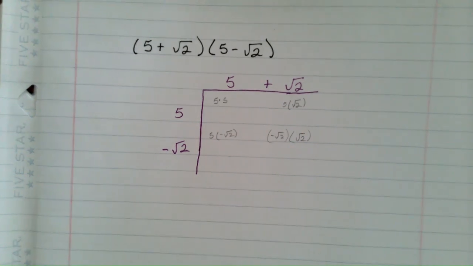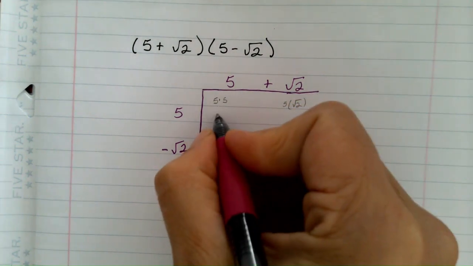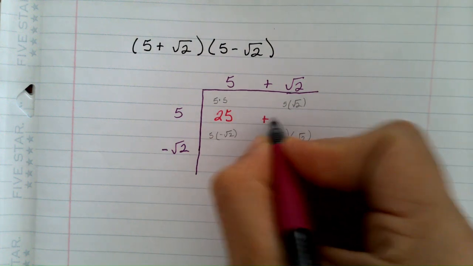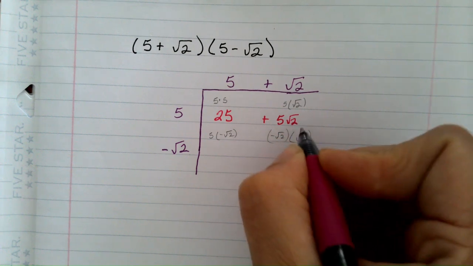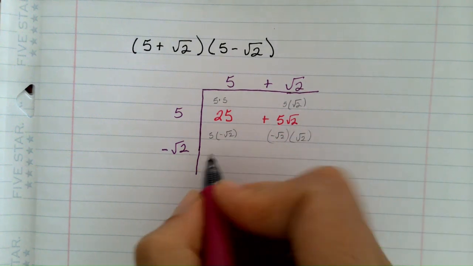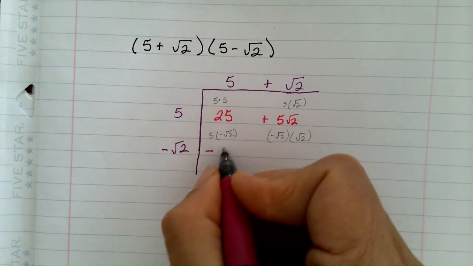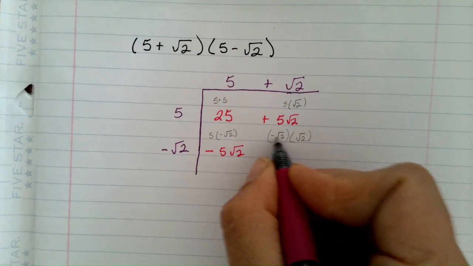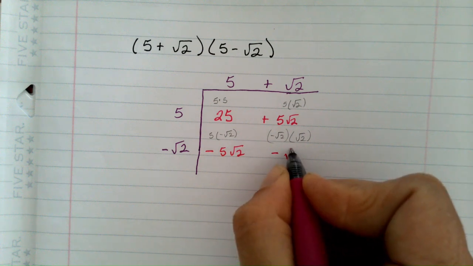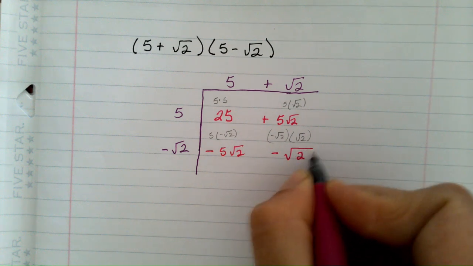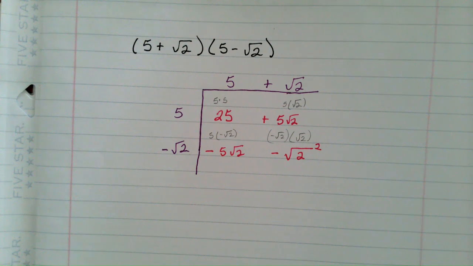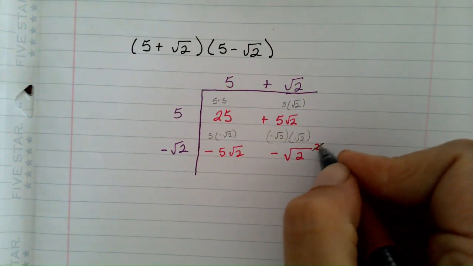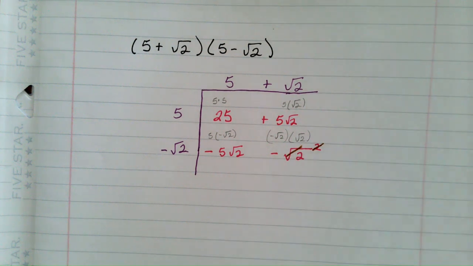Okay. So 5 times 5 is 25. 5 times the square root of 2 is just 5 square roots of 2. Now keep in mind a positive times a negative is a negative, and then we're multiplying 5 square roots of 2. A negative times a positive is a negative. And we have the square root of 2 twice. Okay, keep in mind that a square and a square root are inverse operations, so they cancel out.